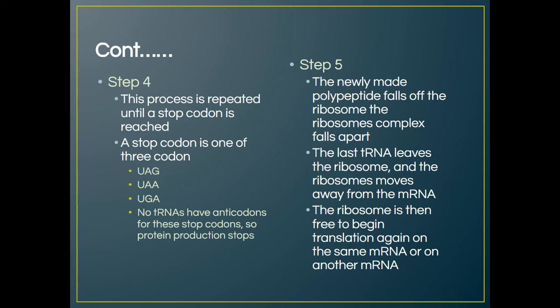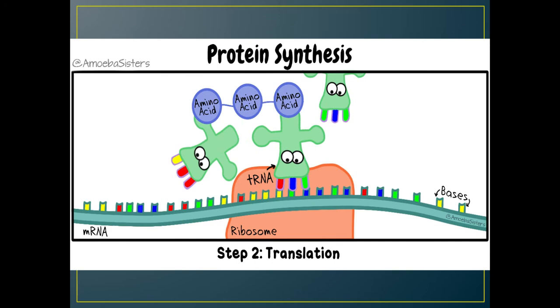If these stop codons are accidentally placed in the middle of a sequence, the protein that's needed won't be made. These newly formed polypeptides, again, will fall off the ribosome complex, and they'll actually change shape, and we'll talk about that in a second. The last transfer RNA leaves the ribosome, and it will go back into the cytoplasm to find another amino acid. You got it. And at the end, if we need more, we just start this over again.